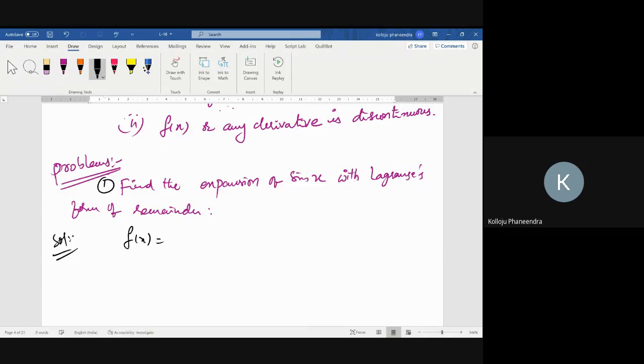First, take f of x as sin x. What is the nth derivative? You know this from the intermediate. The nth derivative formula is directly sin of n pi by 2 plus x. This is for all x belonging to R. Agreed?